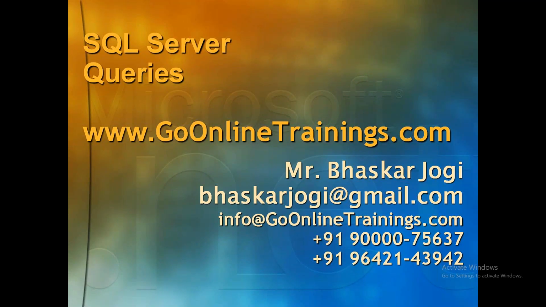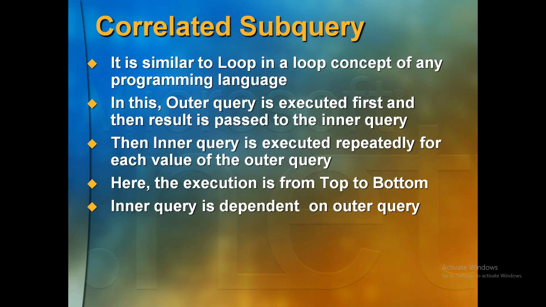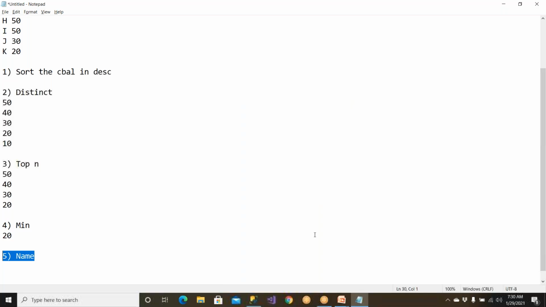Now, the next one is SQL Server correlated subqueries. Let us understand what a correlated subquery is. It is similar to a loop in a loop concept of any programming language. In this, the outer query is executed first, and then the result set is passed to the inner query. Then the inner query is executed repeatedly for each value of the outer query. Here the execution is from top to bottom. The inner query is dependent on the outer query. Clear?